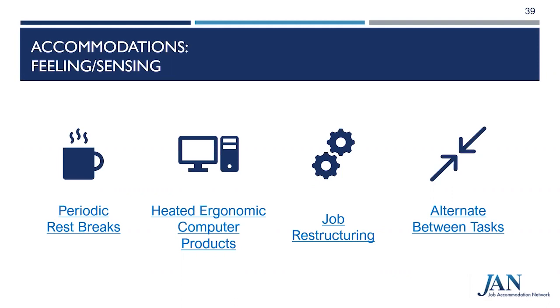Ergonomic products that are heated are helpful in situations where an individual is sensitive to cold temperatures. These are typically used in an office setting and include heated keyboards, mice, mouse pads, keyboard pads, and wrist rests.